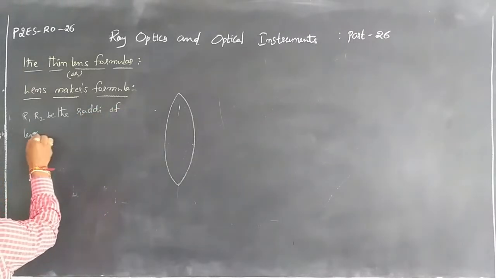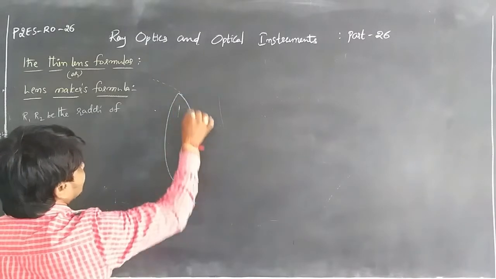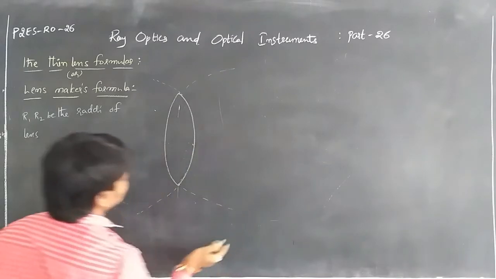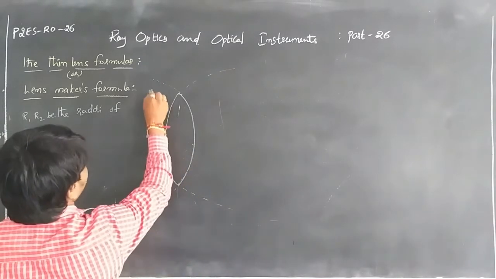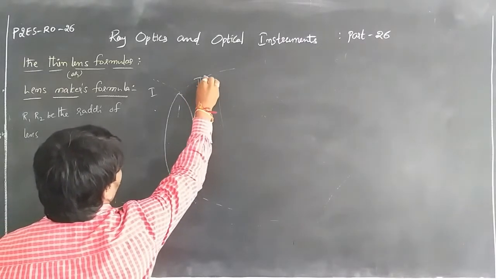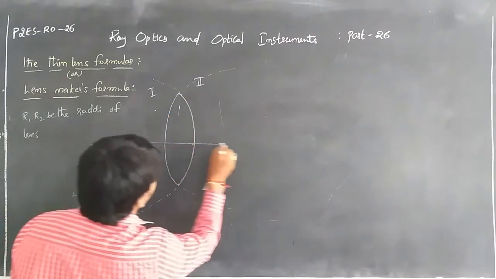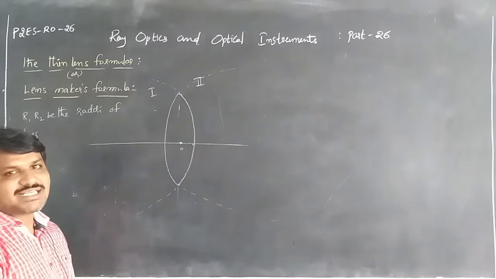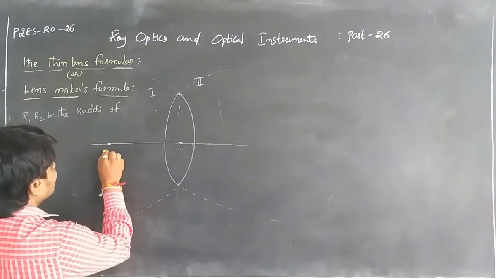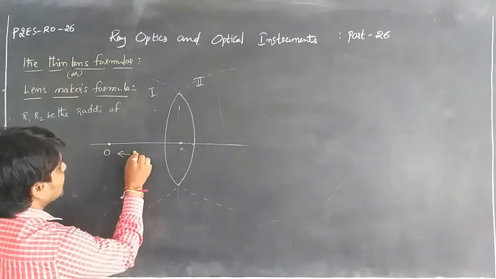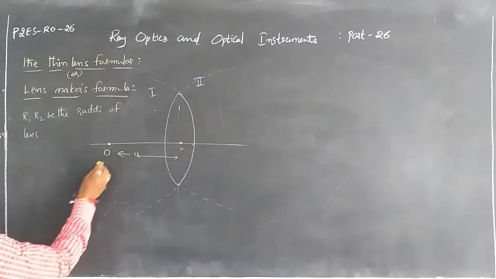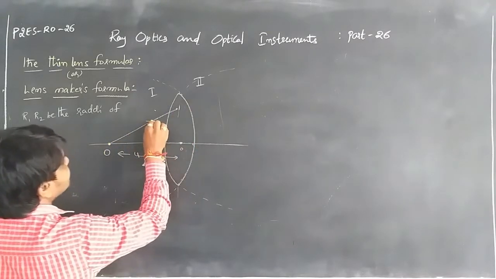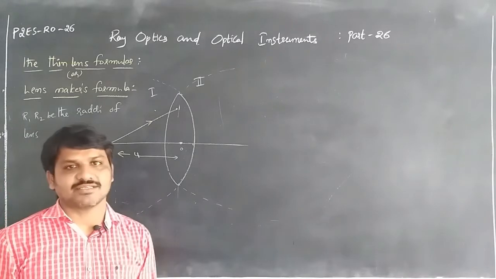of the lens. Radii of the lens means the center of the primary surface and the center of the secondary surface. We are taking two equiconvex surfaces, this one is the first surface and this one is the second surface, and it is coaxial, and this is the optical center. When an object is placed at point O at a distance of u from the optical center, where u is the distance at which the object is placed, the light is incident on the first surface of the lens. First surface of the lens.